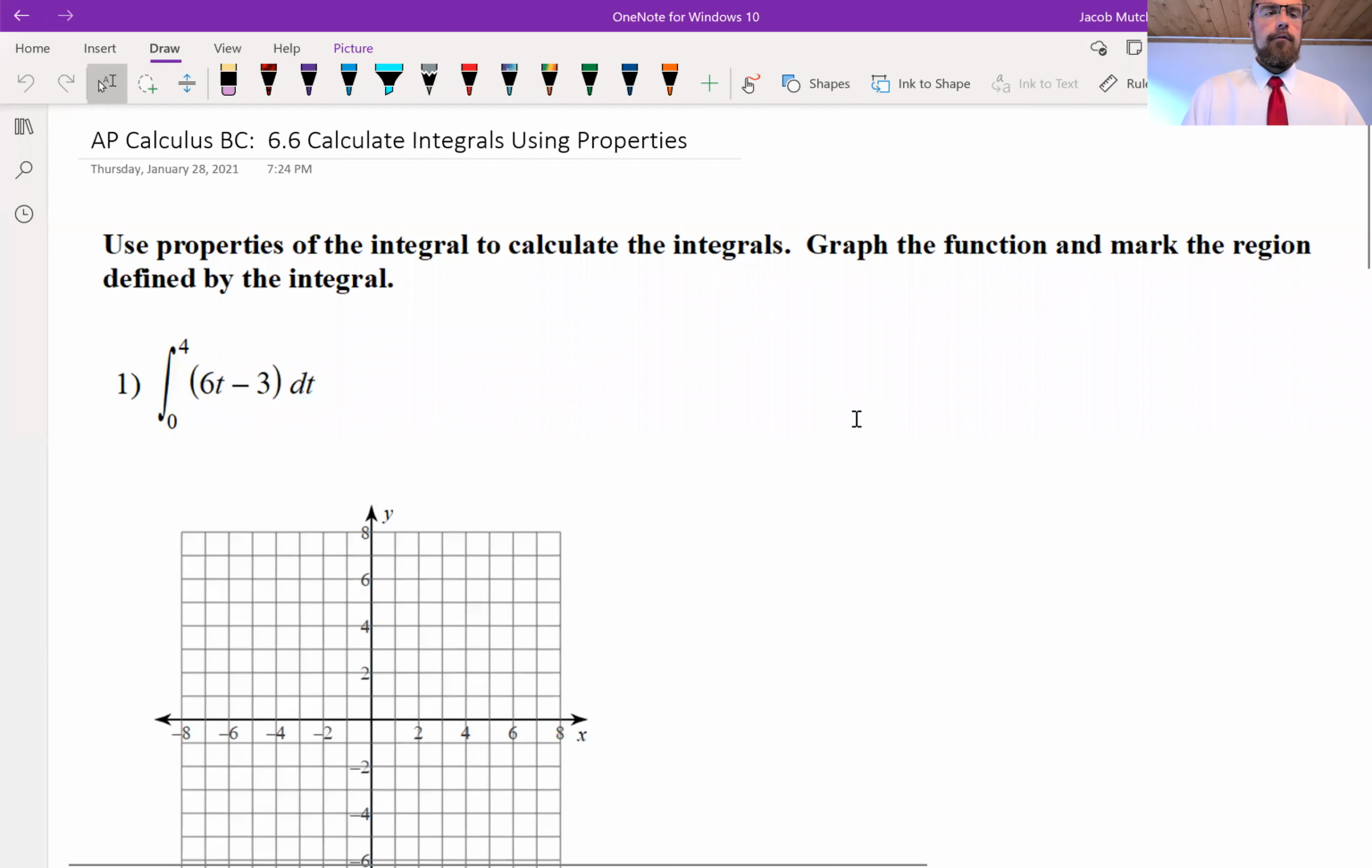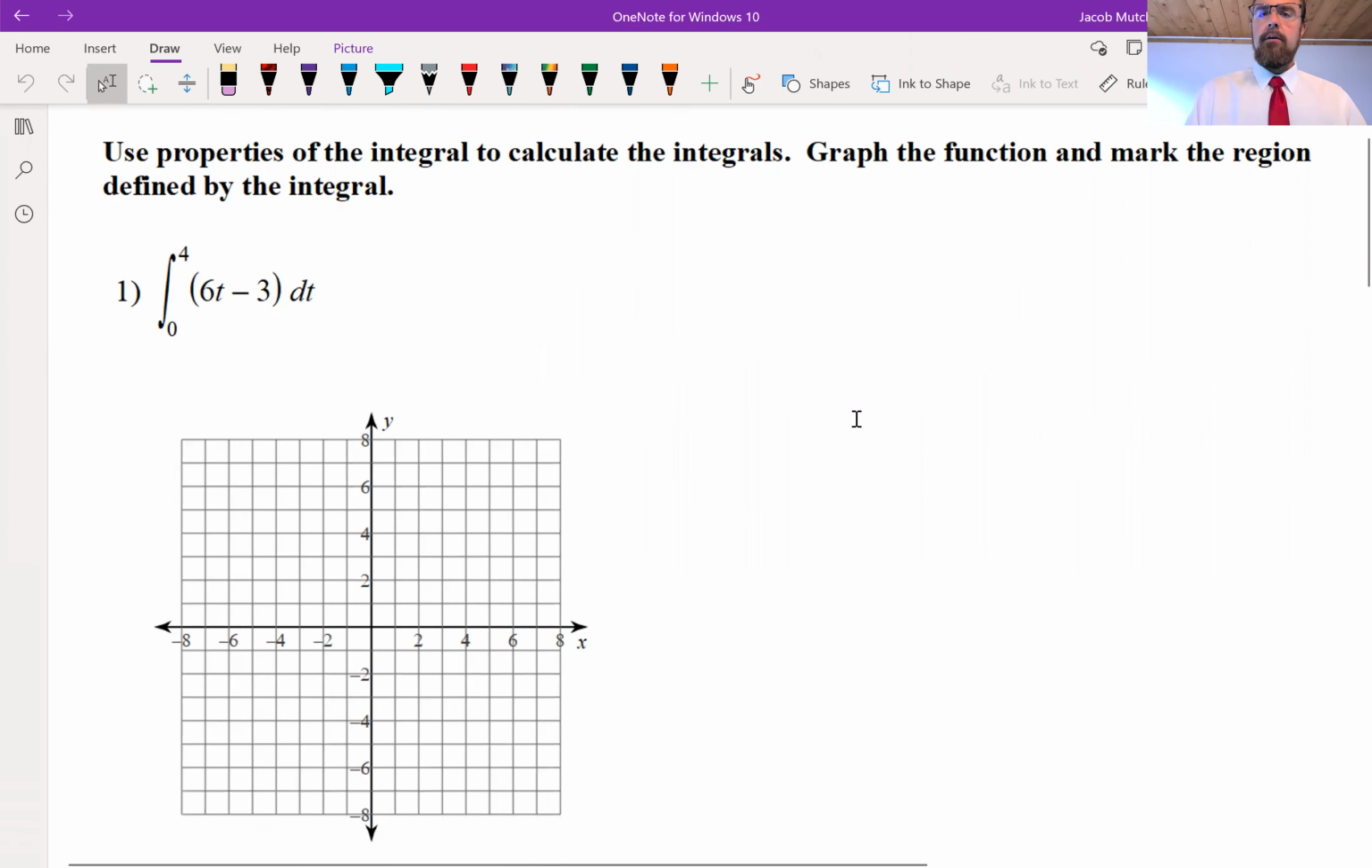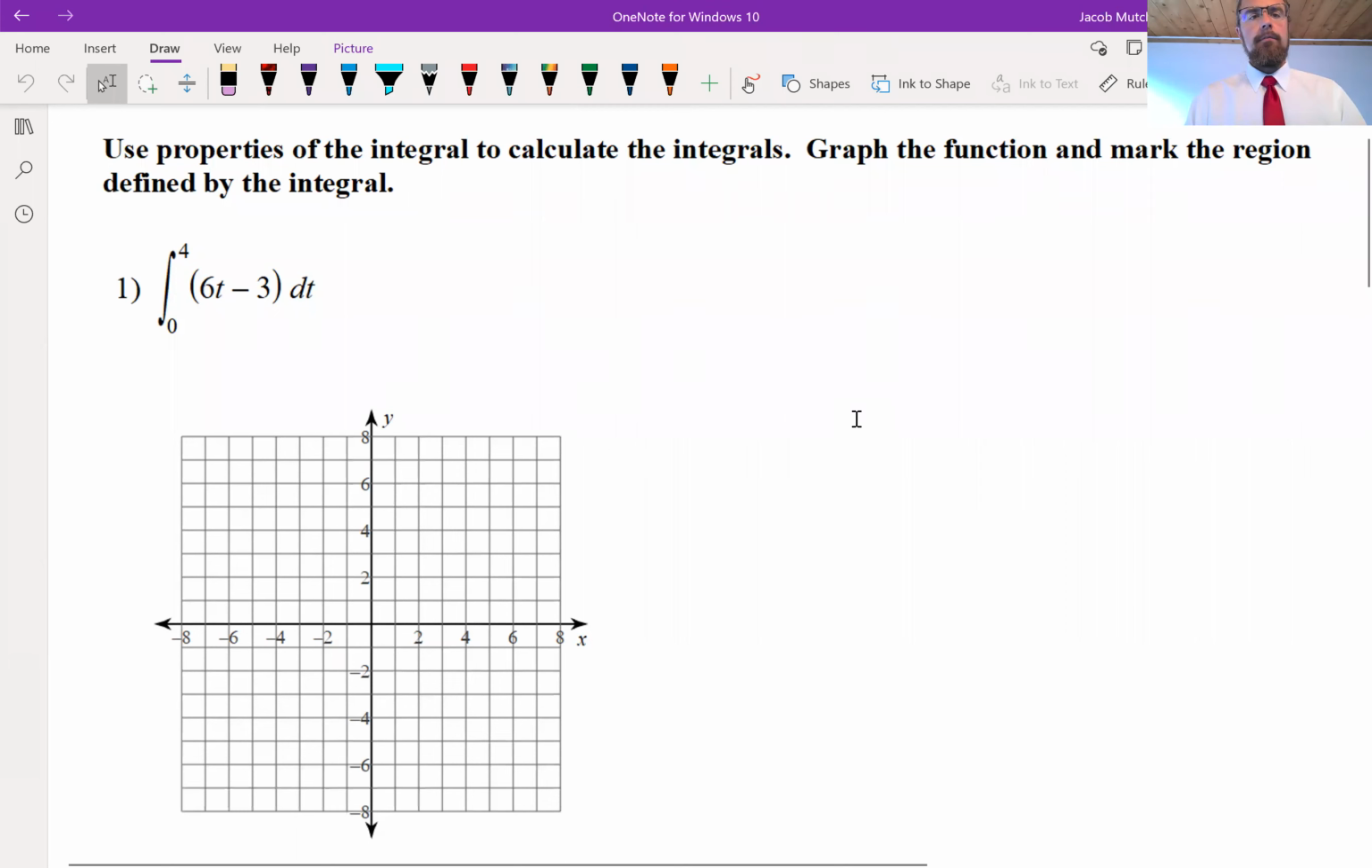We're integrating from 0 to 4. So our x values are going to be restricted from 0 to 4 of the function 6t minus 3 dt. So let's start off by graphing this function. We're again limiting the domain from 0 to 4. As I plot this linear function, its y-intercept's at -3. And that's actually where our interval for the domain begins, at 0.